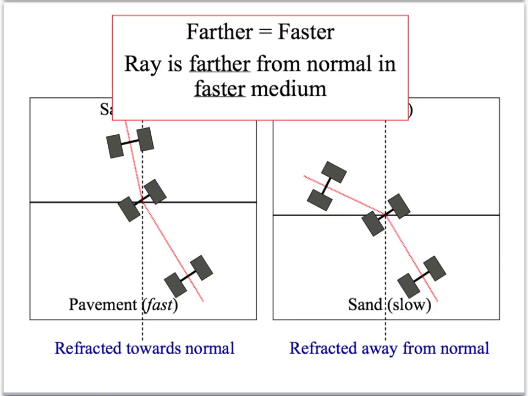Here's the rule to remember. Farther equals faster. When you're in the faster medium, you're farther from the normal. The ray is farther from the normal in the faster medium. That's kind of the easy way to remember it. You remember the opposite's true. Slower equals closer. The ray is closer to the normal in the slower medium.